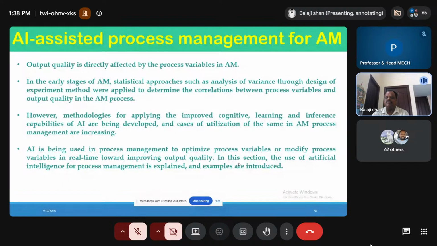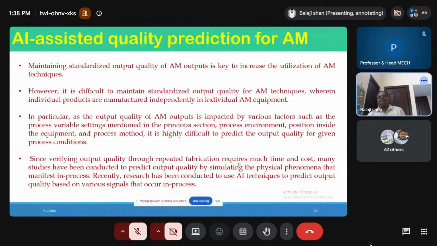In this section, the use of artificial intelligence for process management is explained and examples are introduced. And the fourth one is AI-assisted quality prediction for additive manufacturing. Maintaining standardized output quality of additive manufacturing outputs is the key to increasing the utilization of additive manufacturing techniques. However, it is difficult to maintain standardized output quality for AM techniques, wherein individual products are manufactured independently in individual AM equipment.